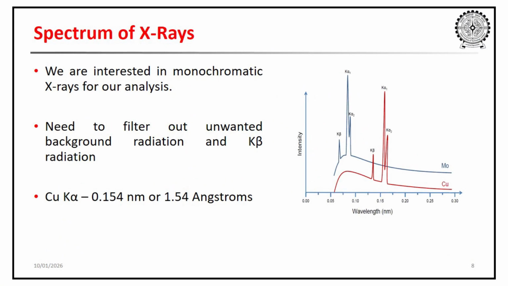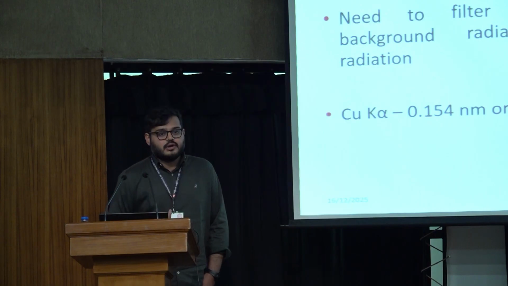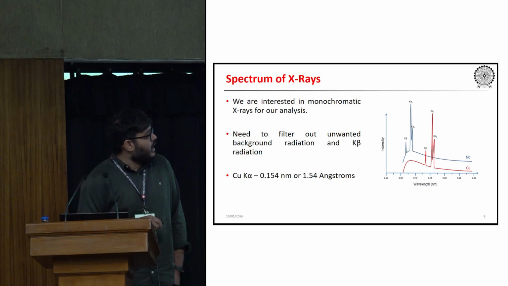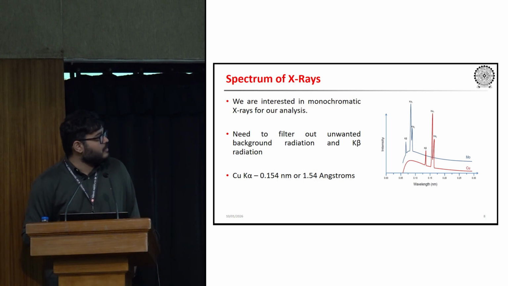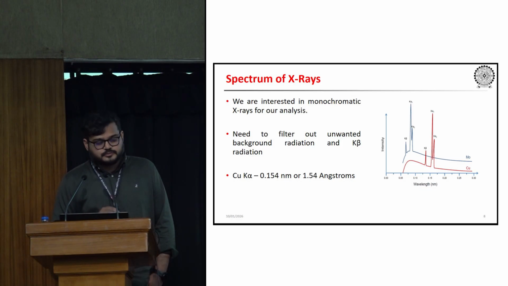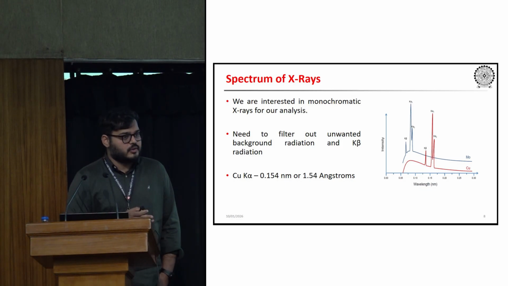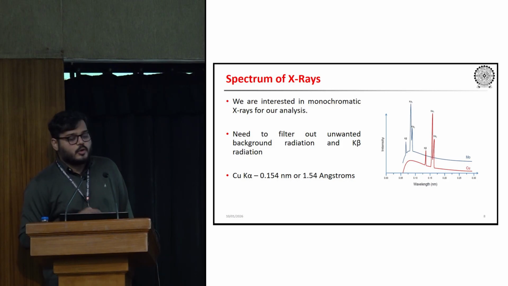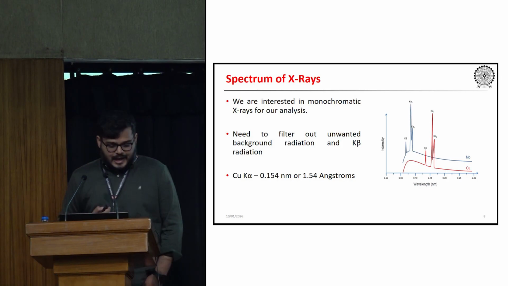Right? And this is going to be very specific to the anode. For example, copper has a characteristic X-ray at 1.54 Angstrom, whereas if you are using molybdenum, the characteristic X-ray is going to be at less than 1 Angstrom. So we are interested only in monochromatic X-rays for analysis.